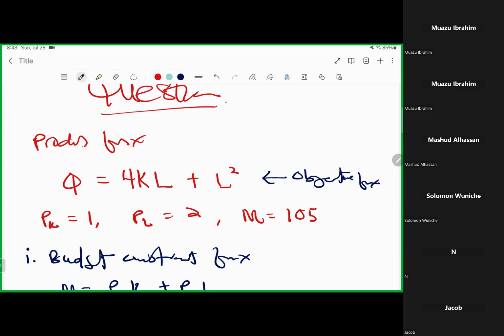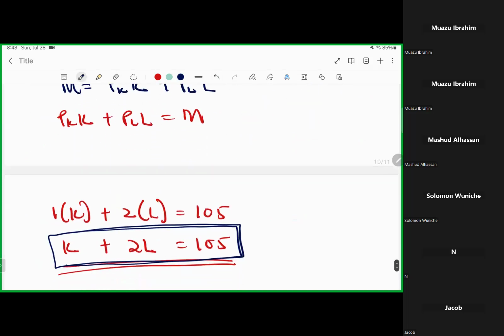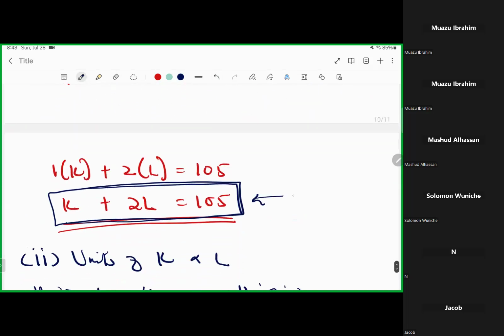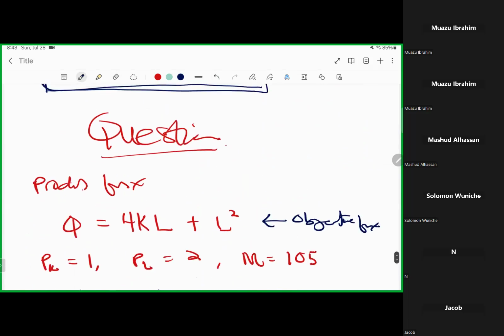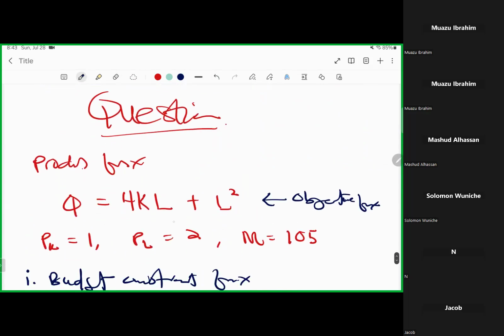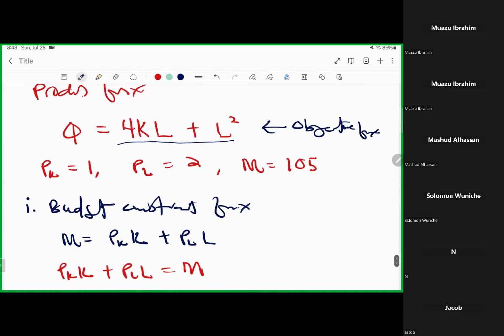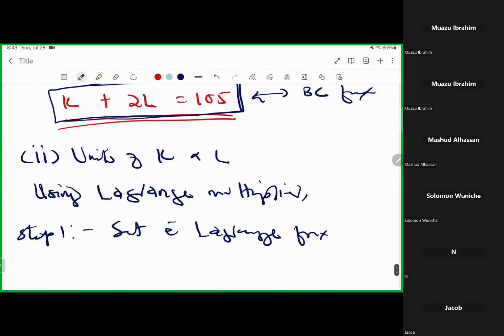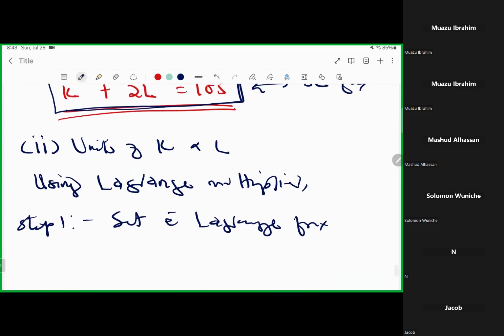This is our objective function, which is the production function, and the budget line. This will be our budget constraint function. So we have to combine the objective function, which is the production function, and the budget constraint function to be able to know the Lagrange multiplier. So let's set it up.